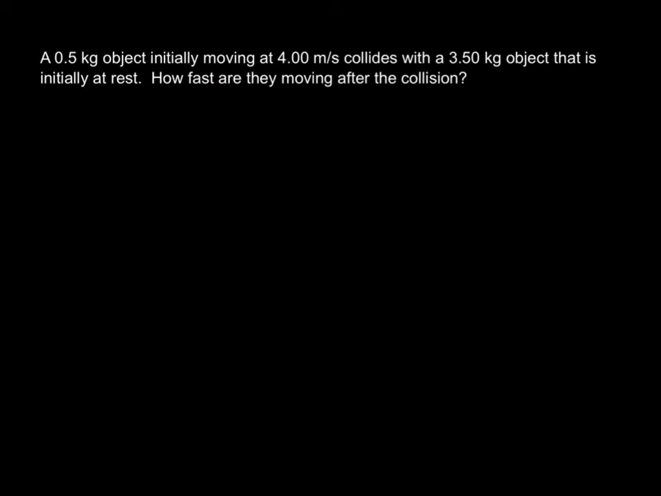So let's look at this problem. We have a 0.5 kilogram object initially moving at 4 meters per second, collides with a 3.5 kilogram object that is initially at rest. And we want to know how fast they're moving after the collision. So we know we have an elastic collision because they're not sticking together. So m1v1 plus m2v2 equals m1v1 prime plus m2v2 prime.